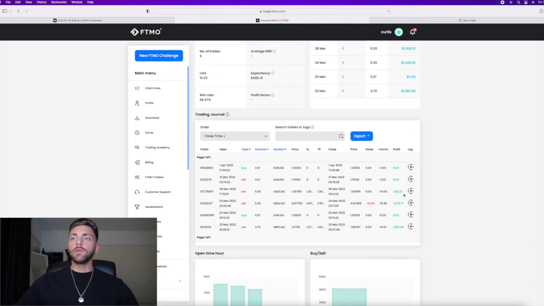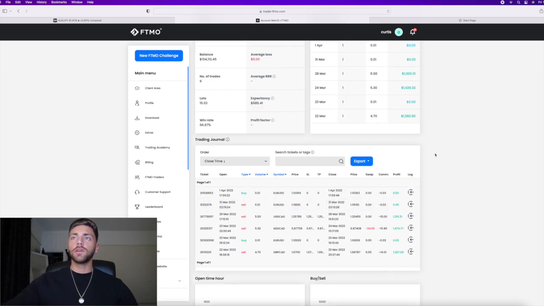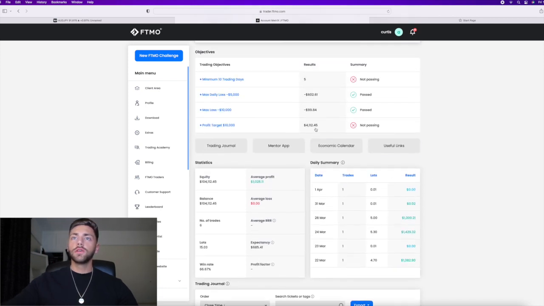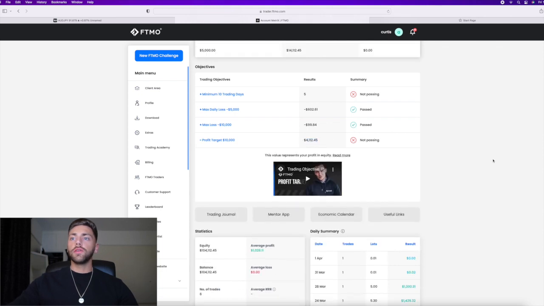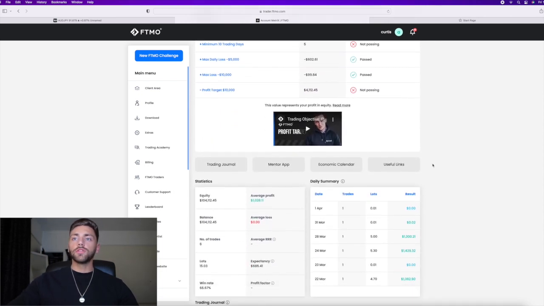So yeah, this is the trade that we took this week. Just the 1 trade, and just these 2 micro lot trades just to add to the minimum trading days. So yeah, we're sitting at 4.1%, just the 1 trade this week.